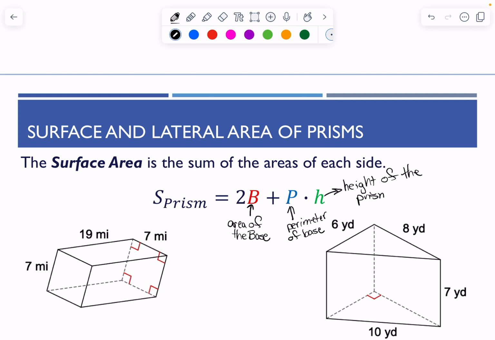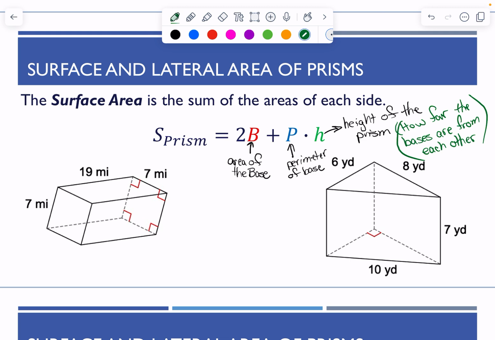Now, the height of the prism is simply how far the bases are from each other. Okay, so that's our formula. We take 2 times the area of the base plus the perimeter times the height, and that will give us the surface area of the prism.